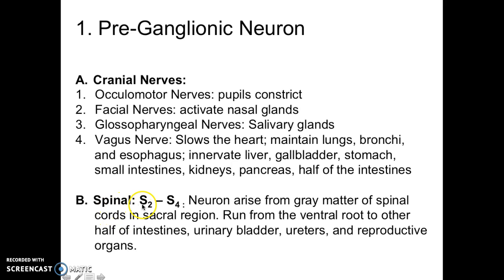Spinal nerves, S2 through S4. Okay, so that's your sacrum. That's at the very bottom, right? That's right at the curve of your back. So the neuron would arise from the gray matter. We just talked about that, and you labeled a diagram of the spinal cord in the sacral region.